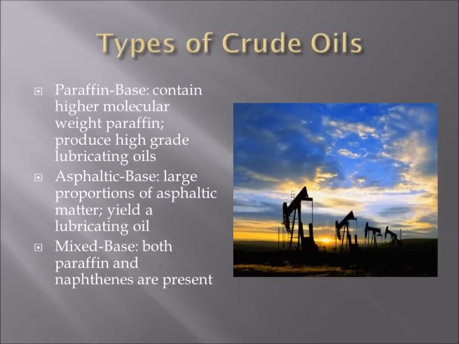There are three general types of crude oils. Paraffin-based contains higher molecular weight paraffin, and these produce high-grade lubricating oils. The second type, asphaltic-based, contains large proportions of asphaltic matter, and they tend to yield a lubricating oil. The last, mixed-based, is sort of like a gray area in between the two above, and these contain both paraffins and naphthalenes, and most crude oils fit into this category.